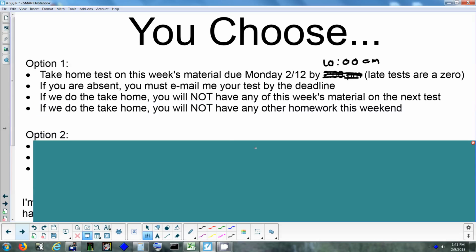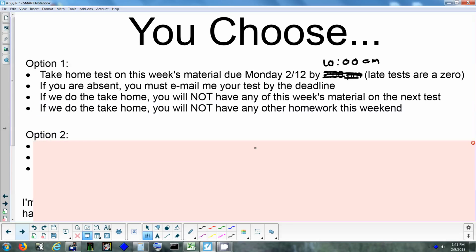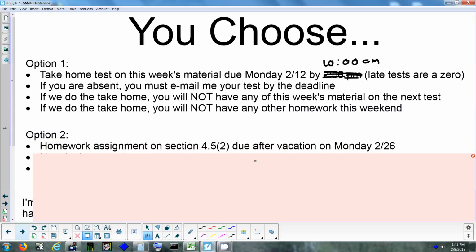Ready for option 2? Option 2 is just a regular homework assignment, like normal. Just think about it this way. It would be due on Monday after vacation. So Monday after vacation is the 26th.